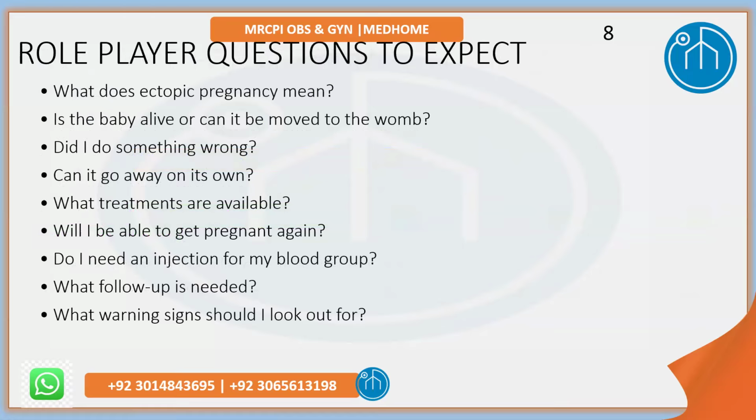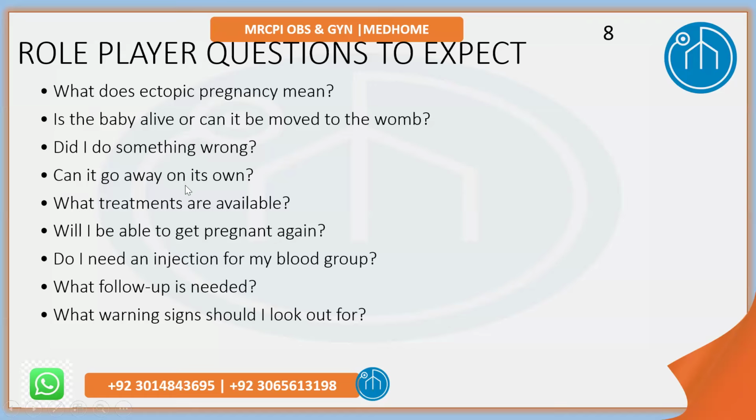Is the baby alive, or can it be moved to the womb? Here you should address her concern that the baby is not alive and cannot be transferred into the womb because its growth tissues, the food passage, like the placenta or afterbirth, have already implanted, so we cannot transfer it. Did I do something wrong? Here she needs reassurance. Maybe she has pressure because of her previous history. So it's not your fault, it's not in your hands. Try to calm her down.